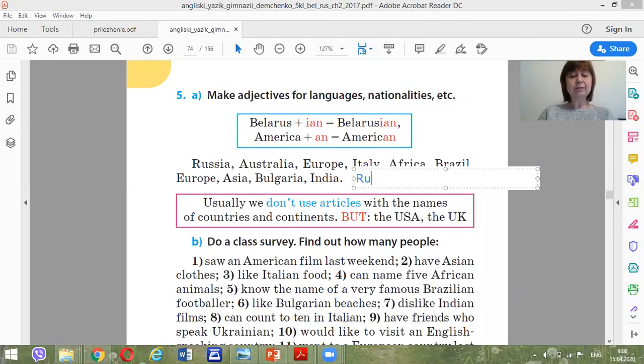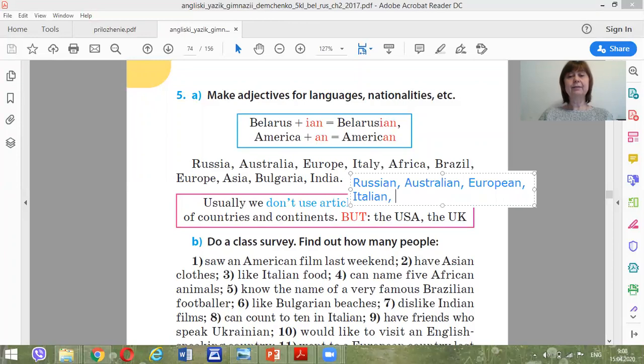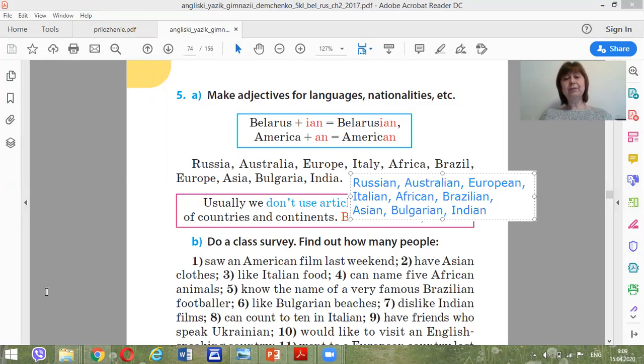Okay. Russia, Russian. Australia, Australian. Europe, European. Italy, Italian. Africa, African. Brazil, Brazilian. Asia, Asian. Bulgaria, Bulgarian. India, Indian. Now repeat after me.